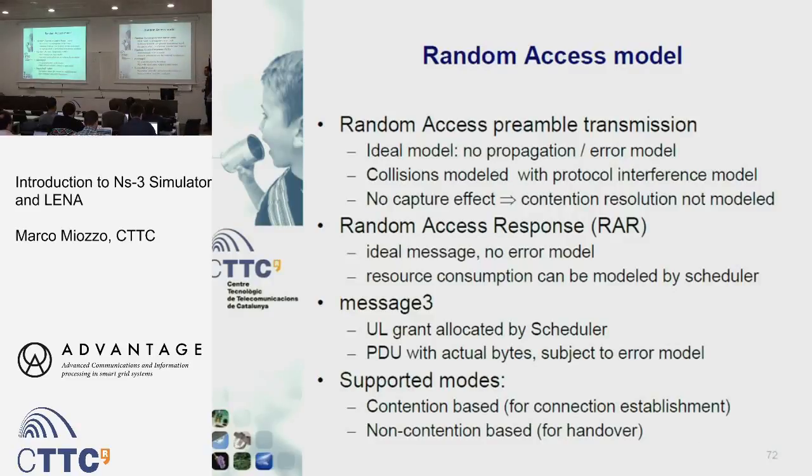The MAC layer also implements a random access model. In this case, we have an ideal model, so we have no propagation. The random access is a procedure for the user to attach to any node B. So we have just a preamble transmission, so the user can transmit the random access. We detect the collision based on contention resolution. So when we have a reception of two different random accesses of the same index, we will have a collision. And then the procedure will continue with the random access response, which is, again, an ideal message.